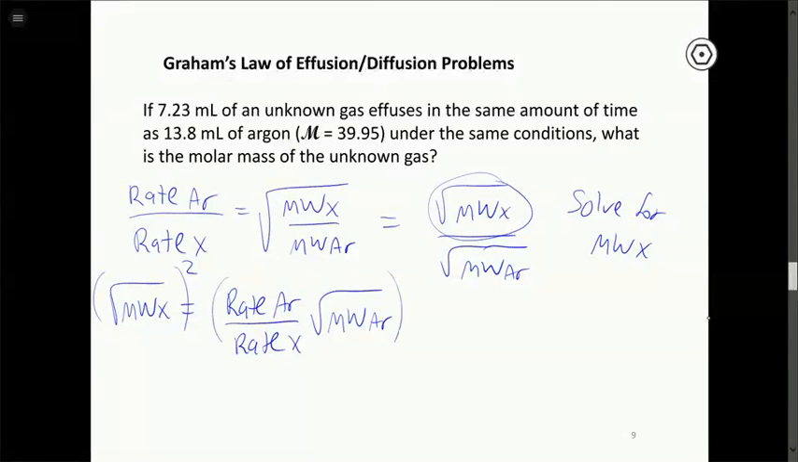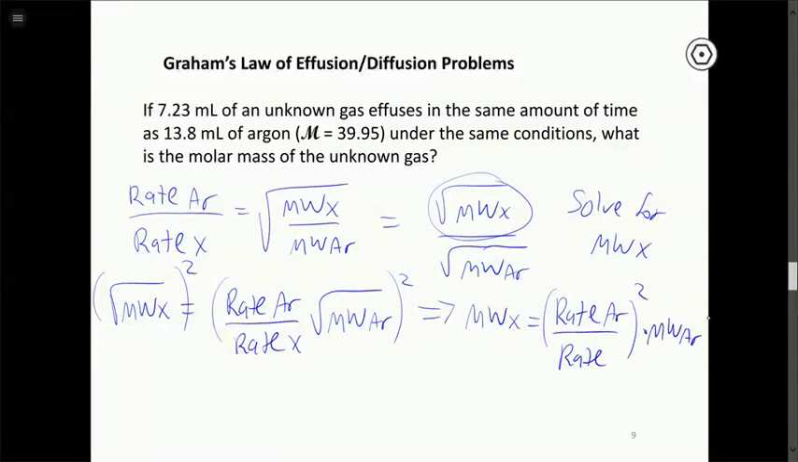You have to square everything. We do the same thing to both sides of the equal sign. And so then we can rewrite the equation as the molar mass of X is equal to the ratio of the rates squared, so argon over X, quantity squared, times the molar mass of argon. All right, so now we have an expression for the molar mass of X.